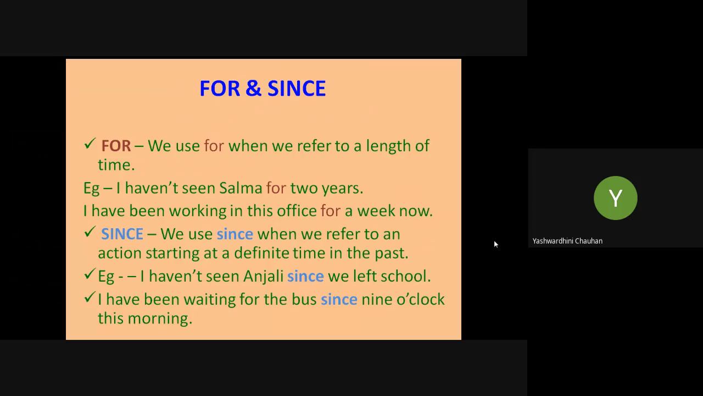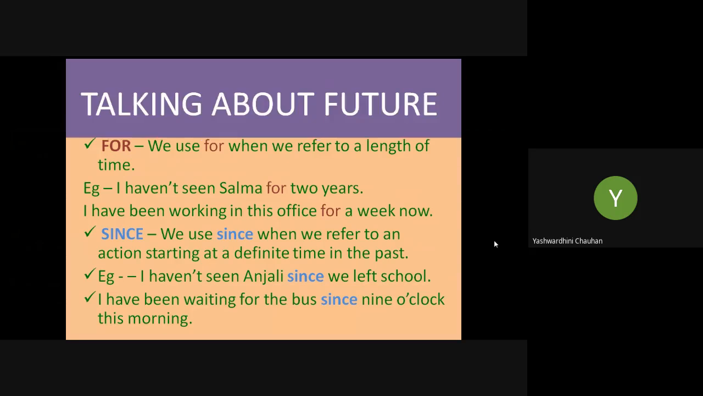Since, we use since when we refer to an action starting at a definite time in the past. I haven't seen Anjali since we left school. I have been waiting for the bus since 9 o'clock this morning. So since 9 o'clock I have been waiting. It could be 10 o'clock right now, or it could be 11 o'clock. But since that time till this time I have been waiting.